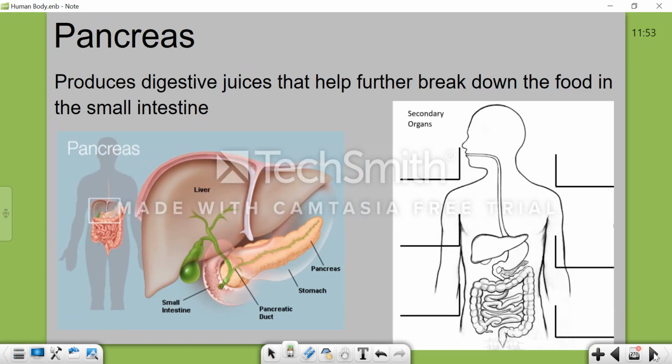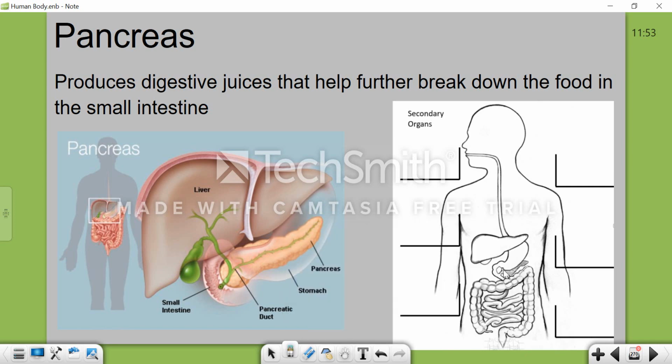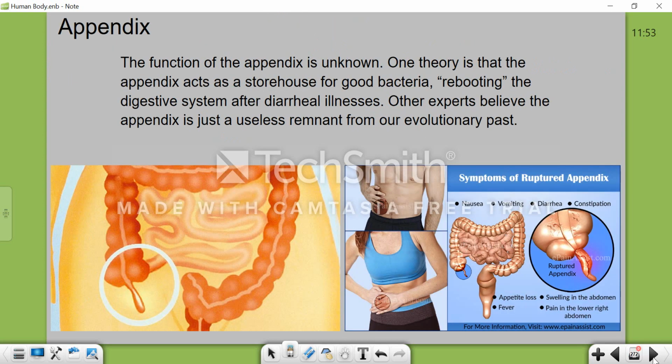The next one is the pancreas. You can kind of see the pancreas hanging out over here under the stomach in this picture. There you go. So the pancreas produces a digestive juice that helps further break down food in the small intestine. You probably know about the pancreas if you know about diabetes, type 1 versus type 2 diabetes. We won't get super far into this right here, but you can always come back and pause and go back through it. This is not something you have to know about, but just interesting information to know. I like to give you extra information.